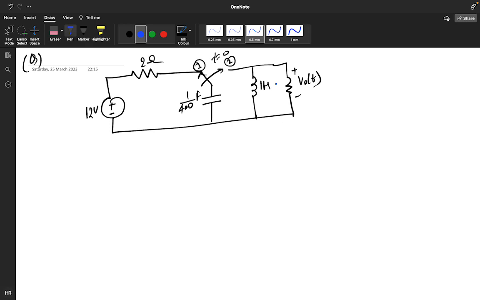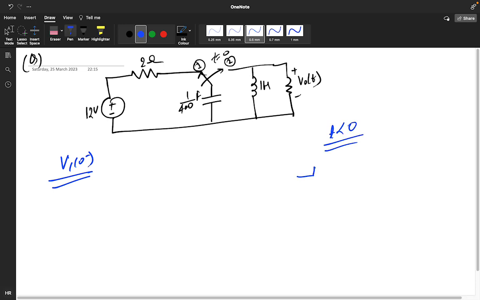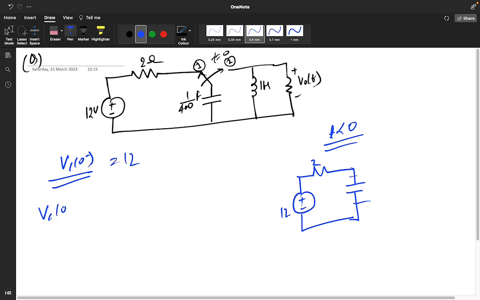So find the value of VC(0 minus) first. VC(0 minus) will be the circuit before, for t less than 0, this was your circuit, positive negative 12 volt. What will be the VC(0 minus)? This will become open circuit, and you will get VC(0 minus) is 12 only. So you are having VC(0 minus) is 12 volt.